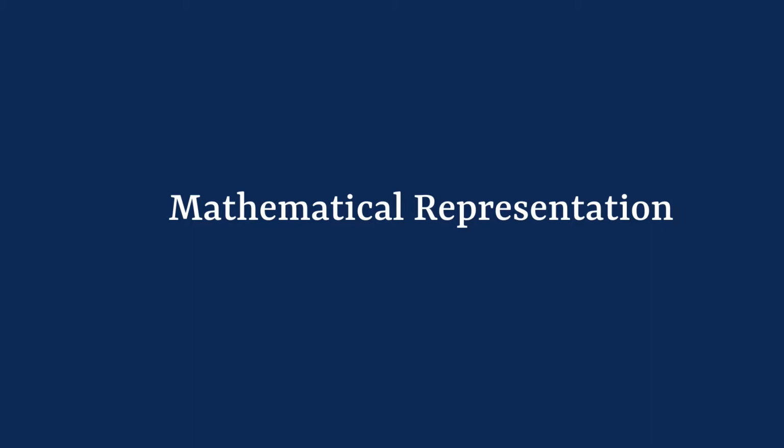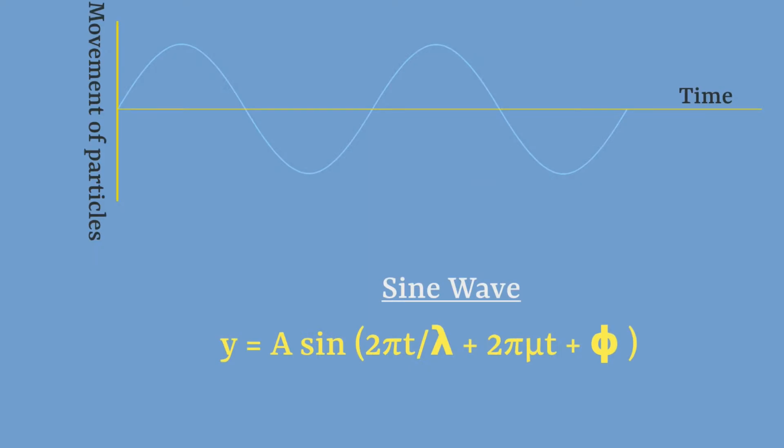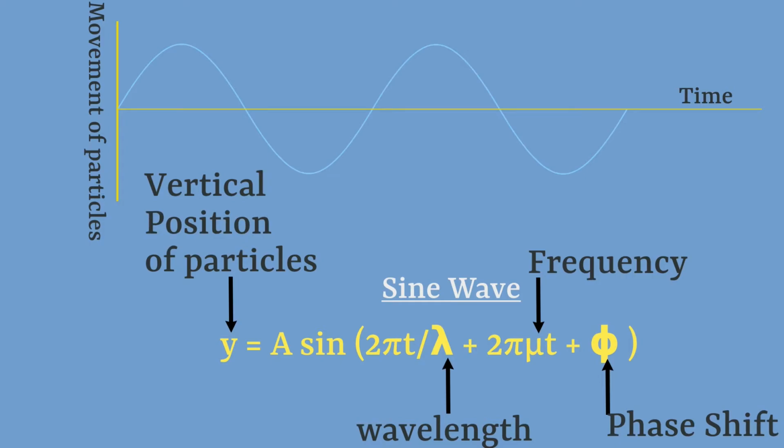Part 6. Mathematical representation. Mathematically, a wave can be represented using wavelength, frequency, time, phase shift, and amplitude. The following equation represents a simple sine wave. Here, y denotes the position of a particle at time t. A is amplitude, lambda is the wavelength, mu is frequency, and phi is a phase shift.